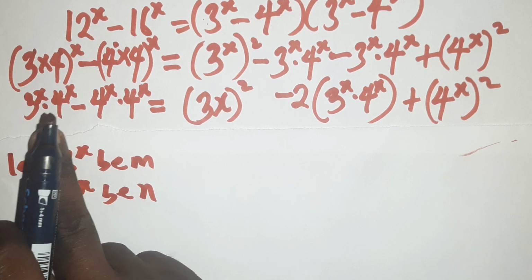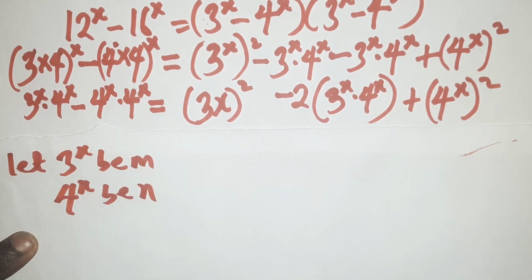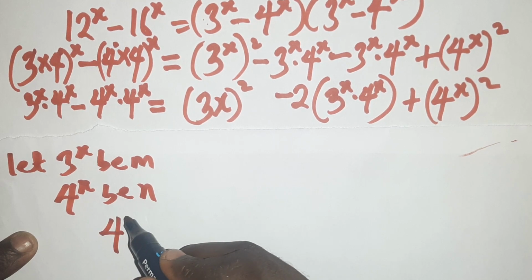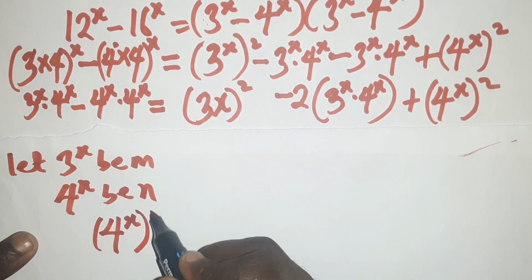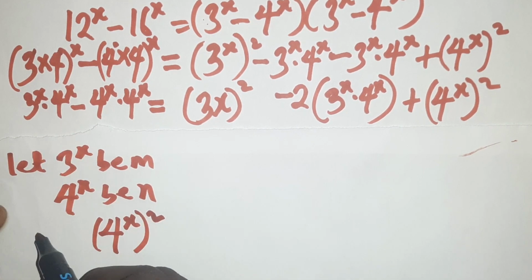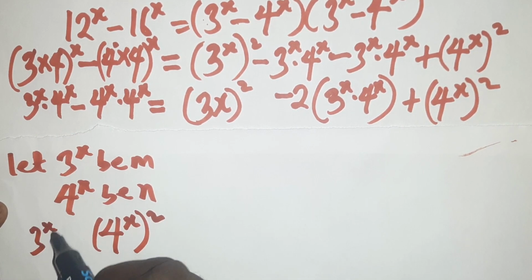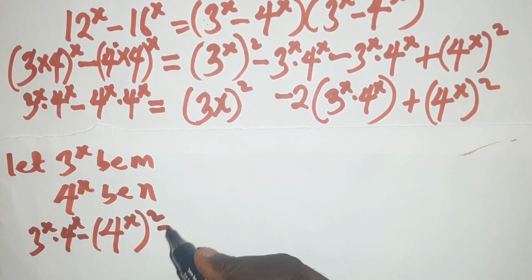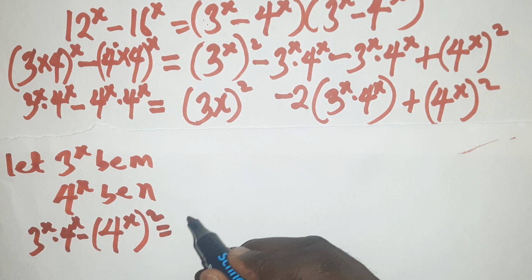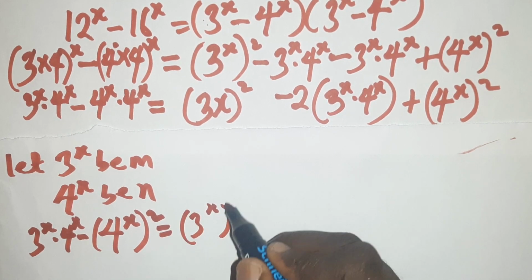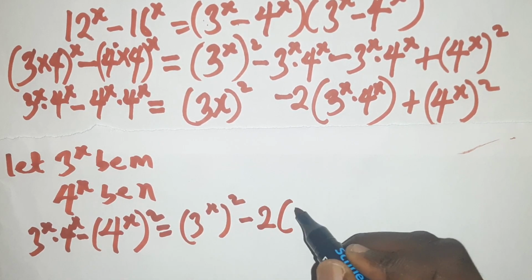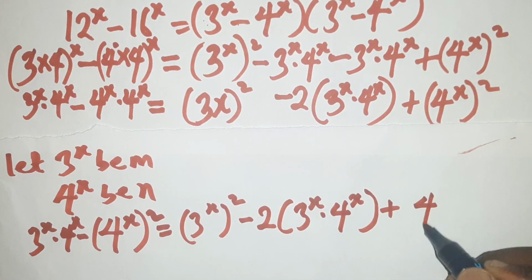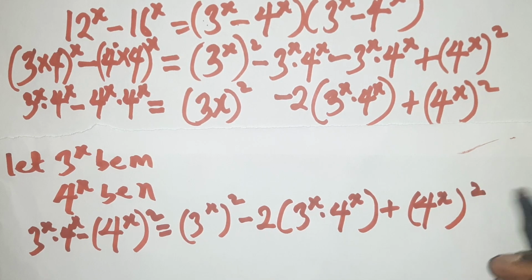Then I have to rewrite this one before I do that. This one can now be 4 raised to power x all raised to power 2, and then I still have my 3 raised to power x dot 4 raised to power x, and I have my minus there. Then equals, of course I still have these ones here, 3 raised to power x all squared minus 2 brackets 3 raised to power x dot 4 raised to power x plus 4 raised to power x all squared.